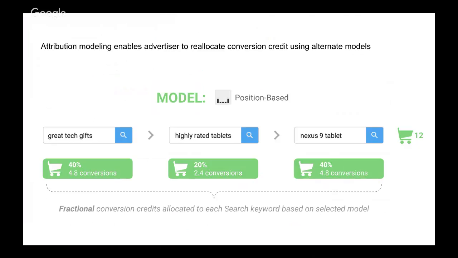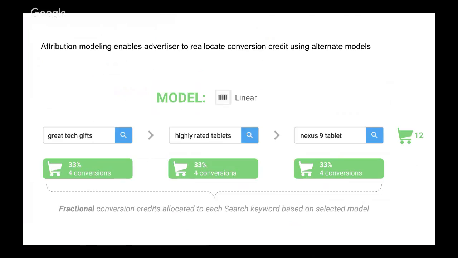So we have some other conversion attribution models that we could use. One is position based. Position based means that it will give the first touch point and the last touch point the highest credit. So for these 12 conversions, the first touch point, which is the tech gift, and the last touch point, the Nexus 9 tablet, would get 40% each. So each of them would get 4.8 conversions out of the 12. And the one in the middle would get 20%, which is 2.4 conversions. So this is all based on position. The first position and the last position get the highest credit, and the one in between gets 20%.